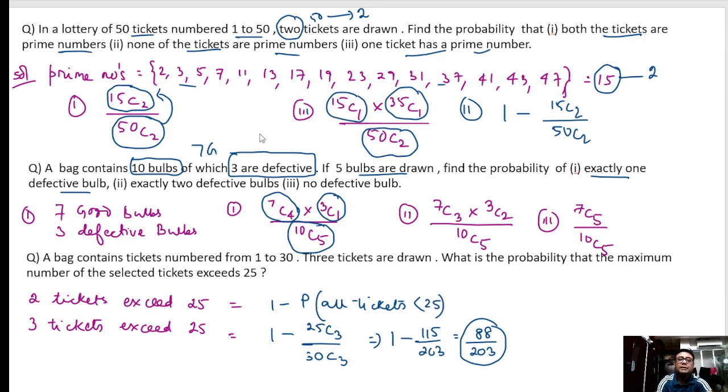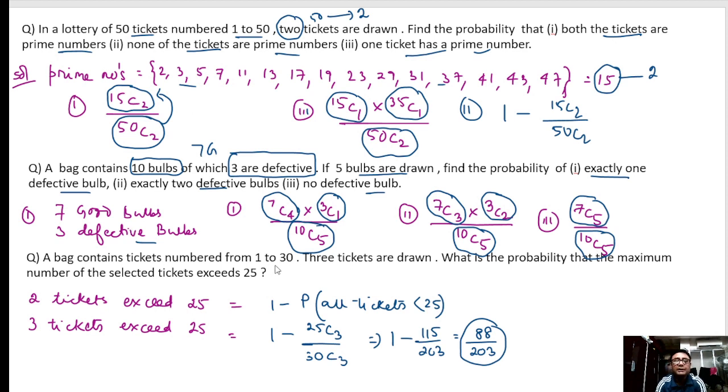Next they are telling exactly 2 defective bulbs. So from 3 defective bulbs I will draw 2 defective bulbs. So 2 bulbs are already drawn. Now I need 3 more bulbs out of the good bulbs. So from 7 good bulbs I need 3 good bulbs. This is my total: out of 10, 5 bulbs are drawn. No defective bulbs means all the 5 are good bulbs. So from the 7 good bulbs I will take 5 good bulbs out of this sample space.